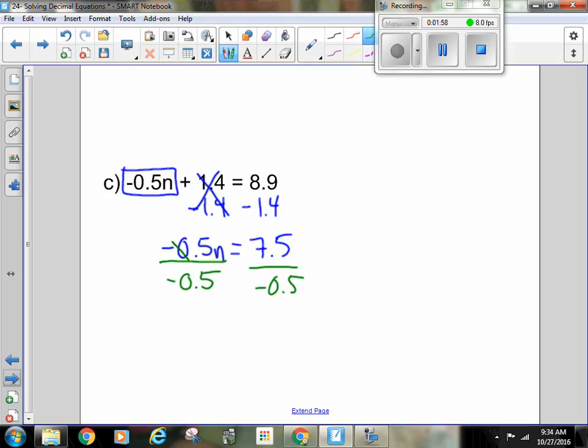We don't need to write the n down there because n is not being divided. Otherwise, it would be gone. All right, so we get a negative 15.